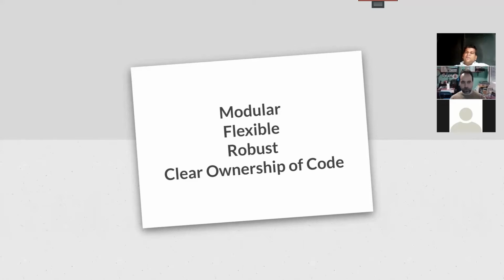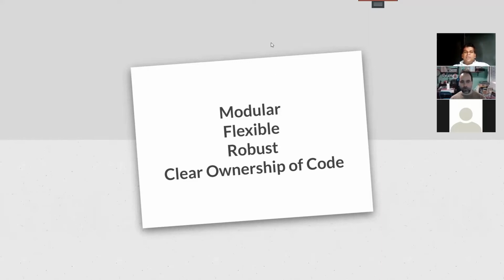Another thing is clear ownership of code. In today's world, we all develop in a DevOps or agile environment where small teams take ownership of the code they develop. Here microservices allow greater ownership of the code, and the boundaries are very clear. That's how they have clear ownership of code.